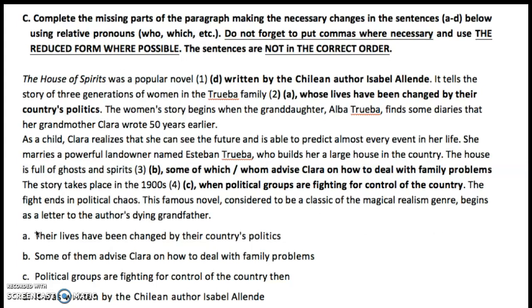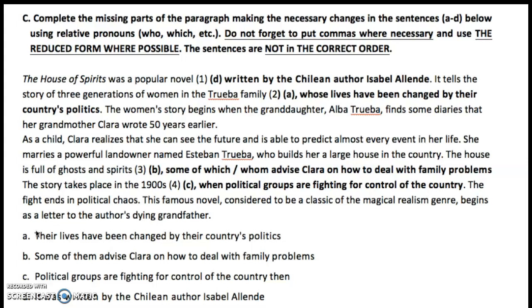Part C. Number 1. When there is a form of verb be after a relative pronoun, you can use a reduced relative clause. So here, the original sentence is this. The House of Spirits was a popular novel which was written by, and so on. As you see, after the relative pronoun which, there is verb be, was, so we reduced the relative clause.